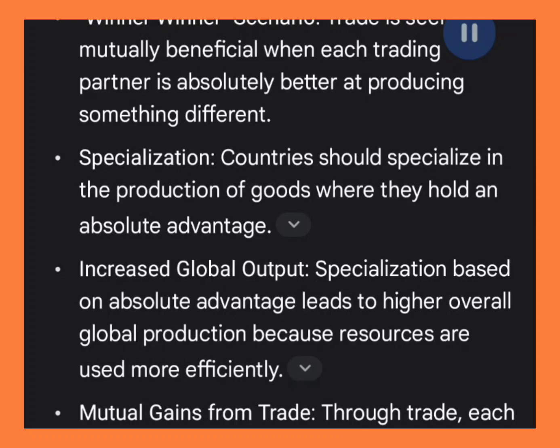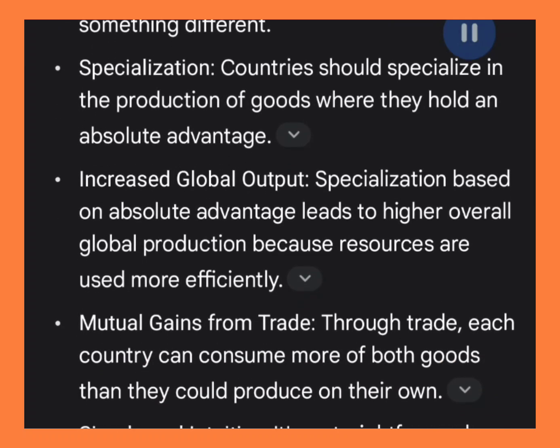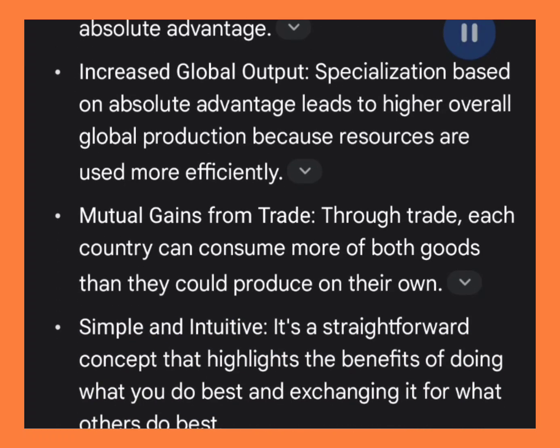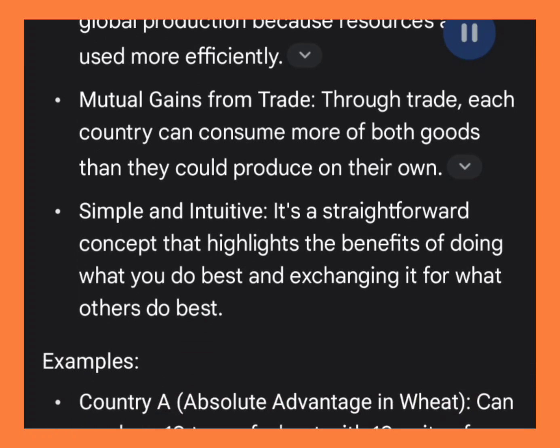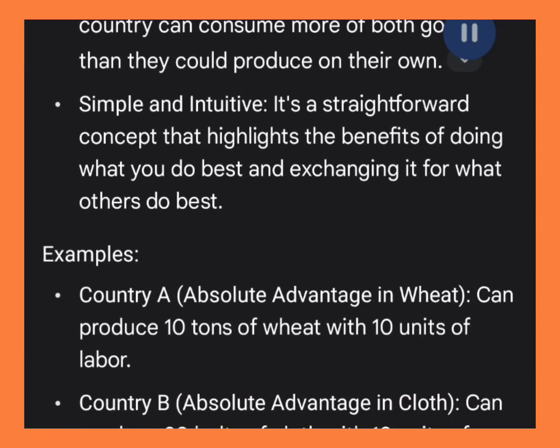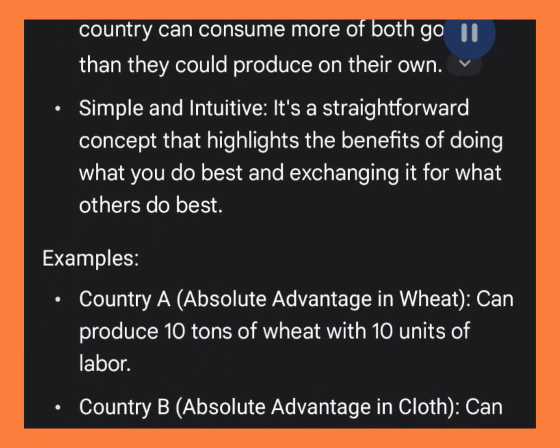Specialization. Countries should specialize in the production of goods where they hold an absolute advantage. Increased global output. Specialization based on absolute advantage leads to higher overall global production because resources are used more efficiently. Mutual gains from trade. Through trade, each country can consume more of both goods than they could produce on their own. Simple and intuitive. It's a straightforward concept that highlights the benefits of doing what you do best and exchanging it for what others do best.